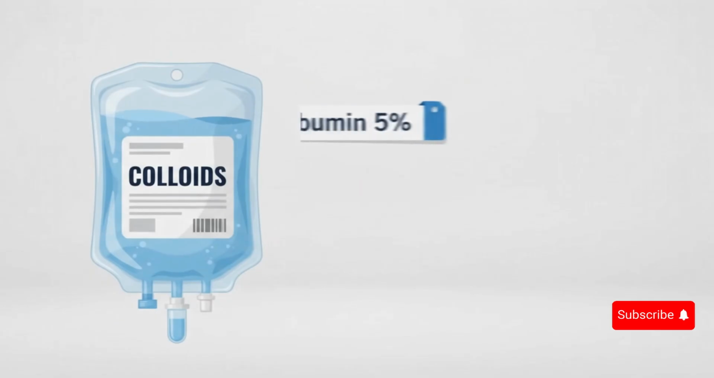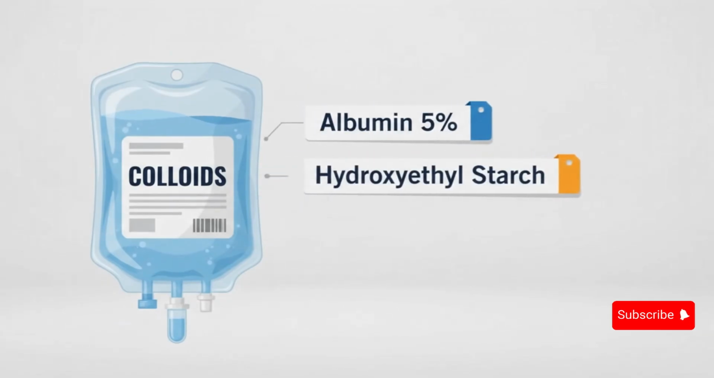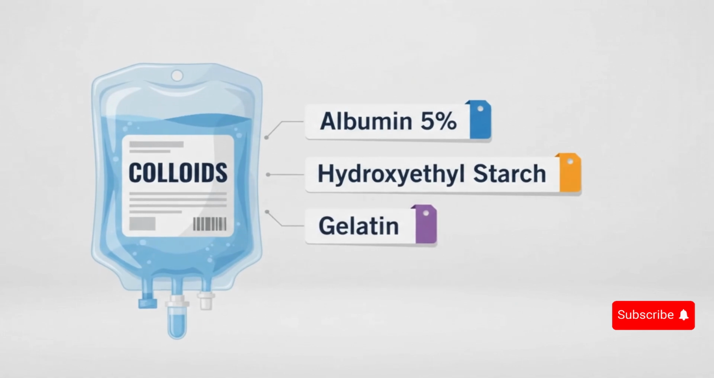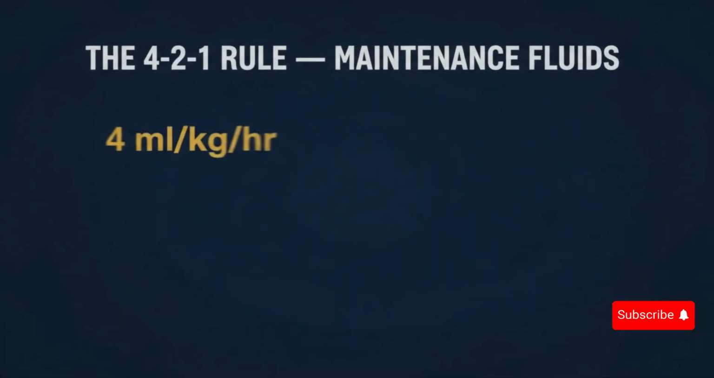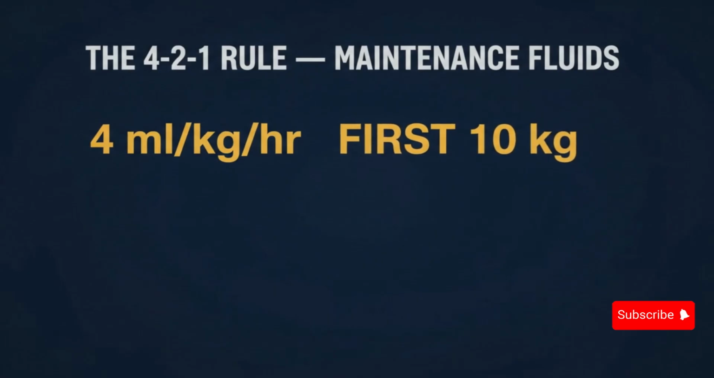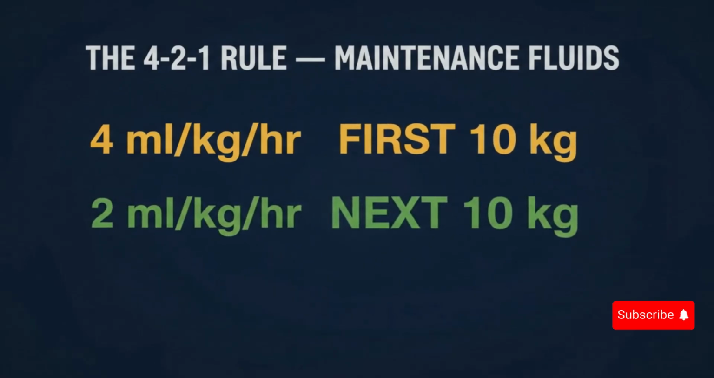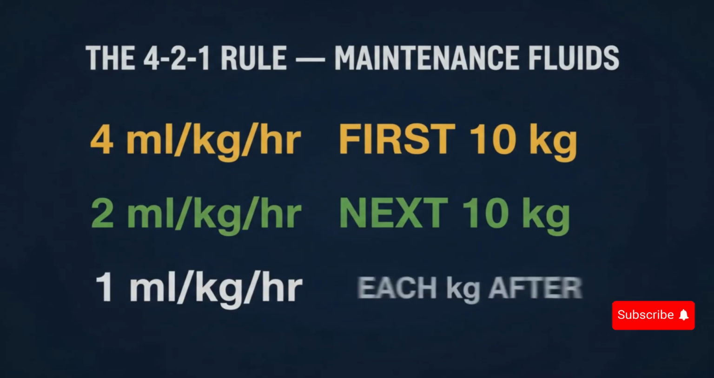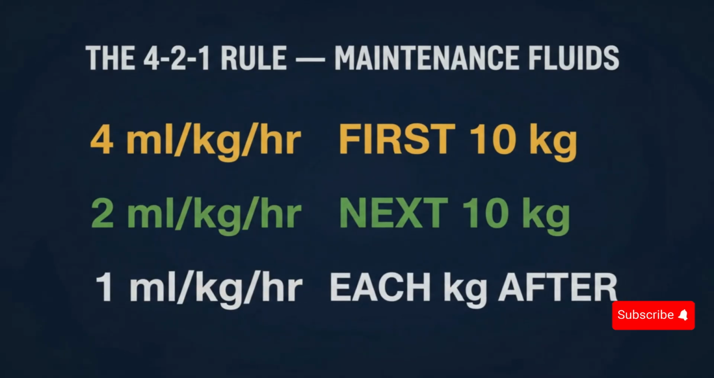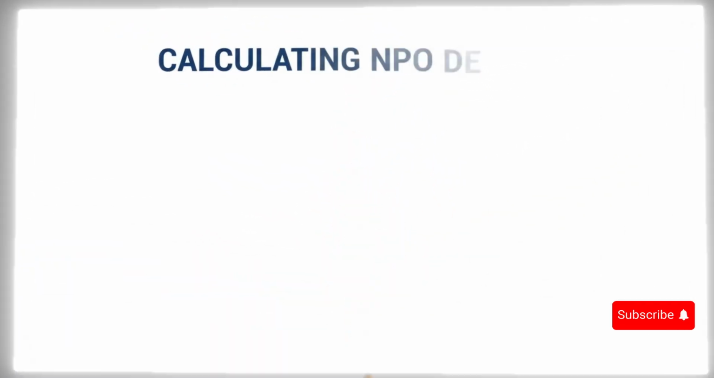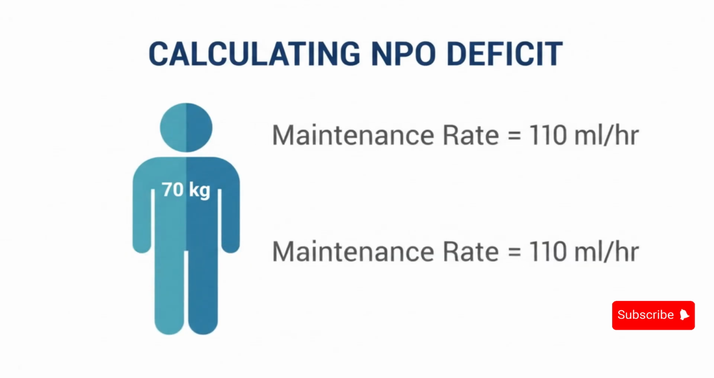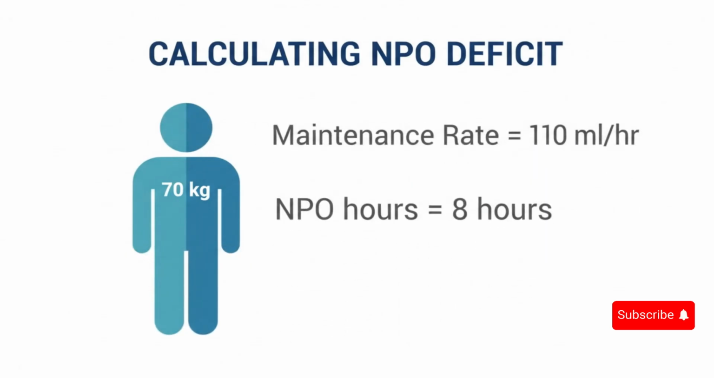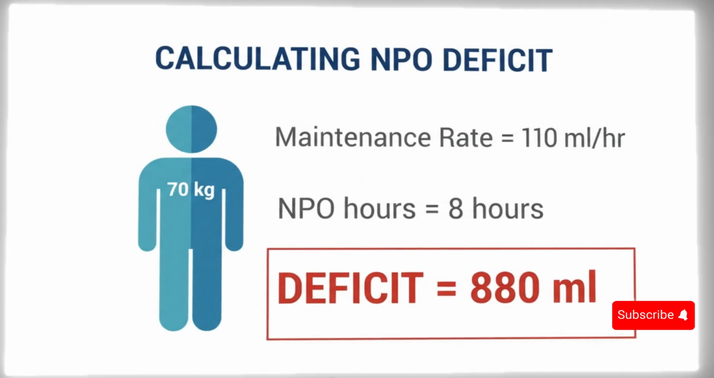Colloids like albumin and hydroxyethyl starch stay in blood vessels longer, used when crystalloids alone are insufficient. The 4-to-1 rule calculates hourly maintenance: 4 for the first 10 kg, 2 for the next 10, and 1 after. A 70 kg patient NPO for 8 hours has an 880 ml deficit before surgery even starts.